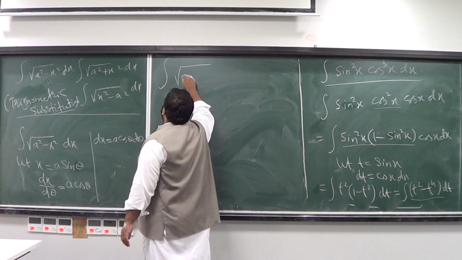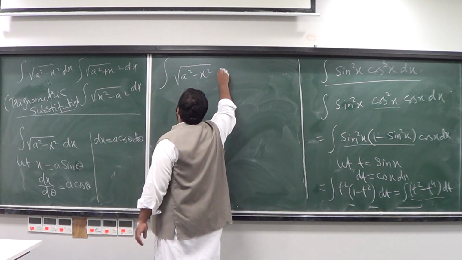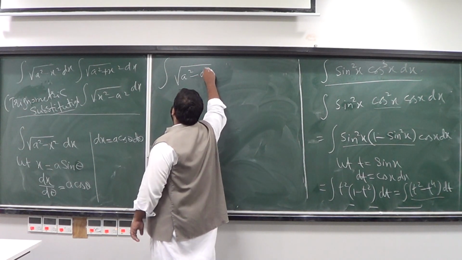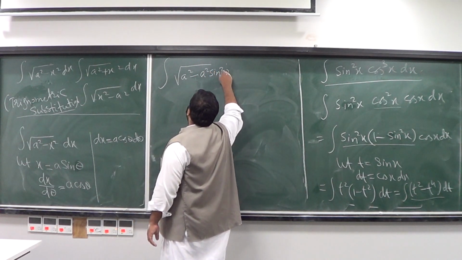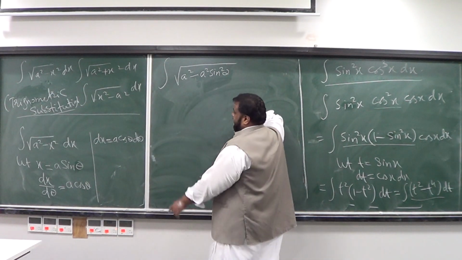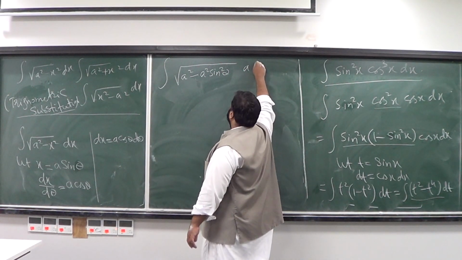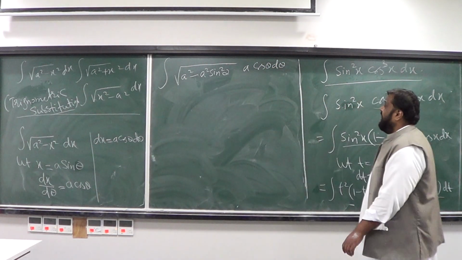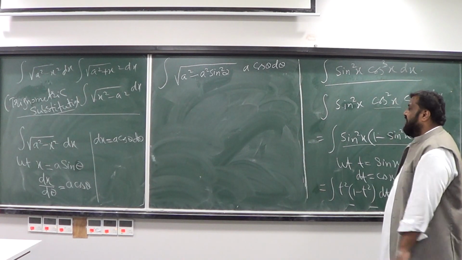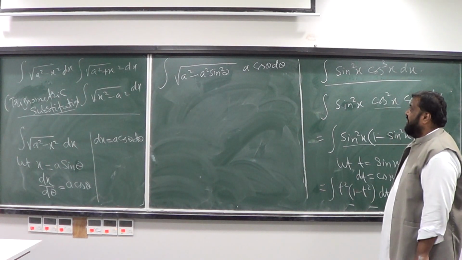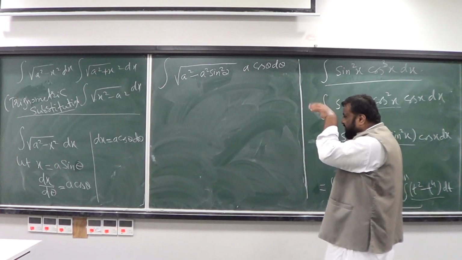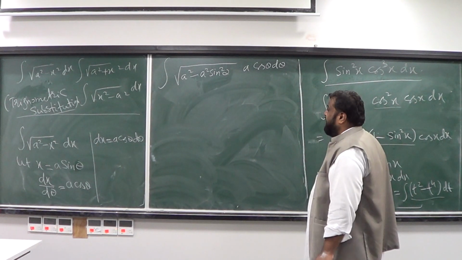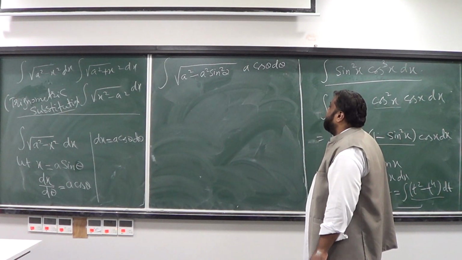So if you have the square root of a square minus x square dx, the a square minus x square will become a square sine square theta, and dx will become a cos theta d theta. Okay, this is what it will become. Yes, dx is a cos theta d theta.